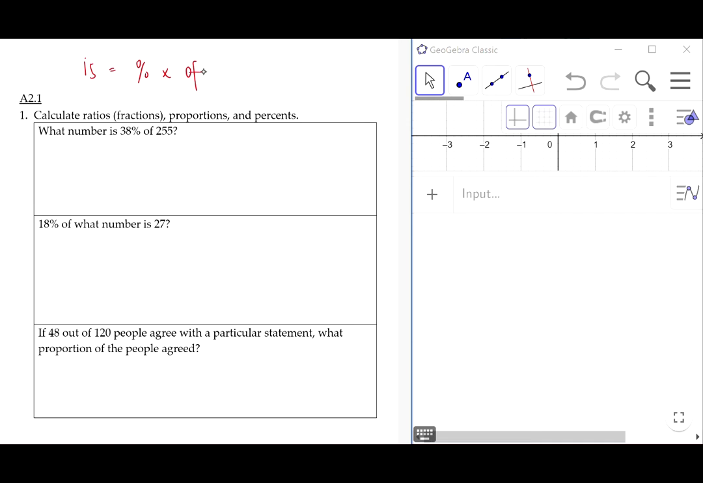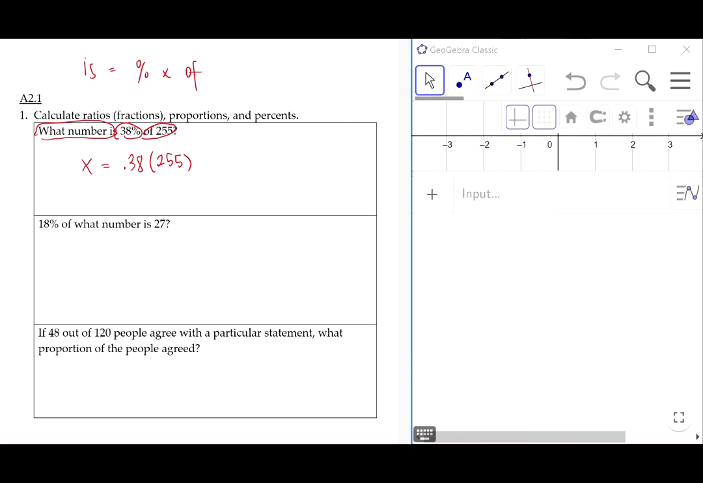What number is 38% of 255? So what number is, that's what I'm looking for. Here's 38% and of 255, there's my of number. So what I'm looking for is the is number, so I'm going to put an X there, equals 38%, I'll write it as a decimal, 0.38, times the of number, which is 255.